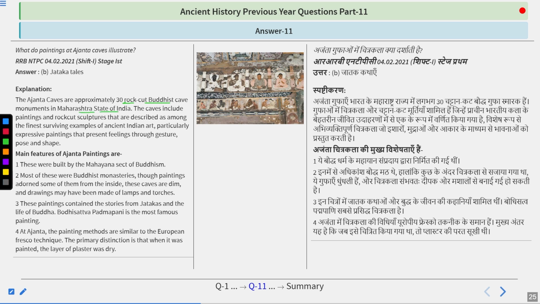monument in Maharashtra state of India. The caves include paintings and rock-cut sculptures that are described as among the finest surviving examples of ancient Indian art, particularly expressive paintings that present feelings through gesture, pose, and shape. The main features of Ajanta paintings are that these were built by the Mahayan sect of Buddhism.